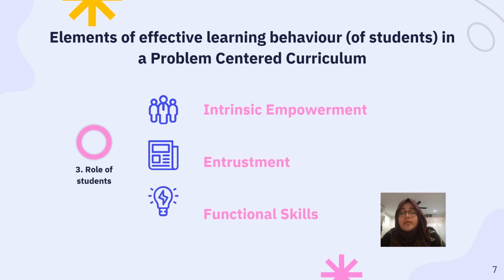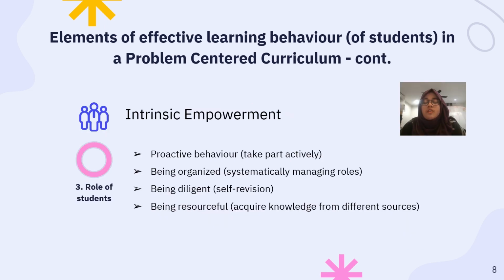And there are three important factors that I've identified from research. The students need to have intrinsic empowerment, entrustment, and functional skills in order to make the problem-centered learning curriculum design a success. What is intrinsic empowerment? The theory behind this factor is that students need to take charge of their learning in the problem-centered curriculum design. Now, first of all, they need to show proactive behavior, meaning they need to take part actively in the discussions in the classroom.